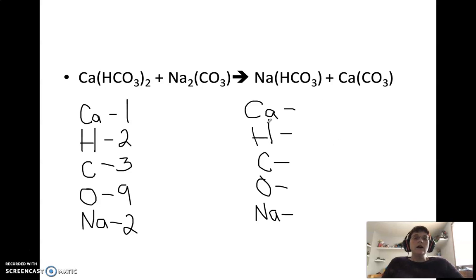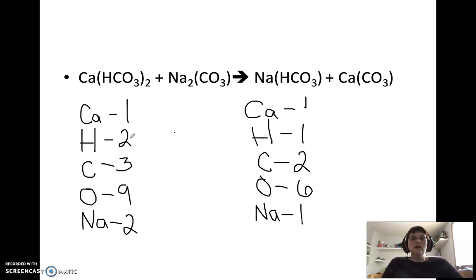Now we've got our other side. So let's take a look over here. We've got 1 calcium, hydrogen, no subscript, so just 1 hydrogen, carbon, no subscript on either compound, so we've got 2 carbons. Same for the oxygens, no subscripts, so that's a total of 3 plus 3 or 6. And sodium, no subscript on this side, so 1 sodium.